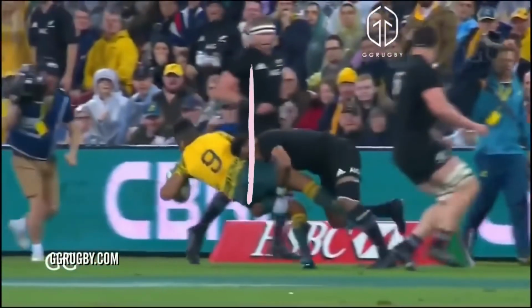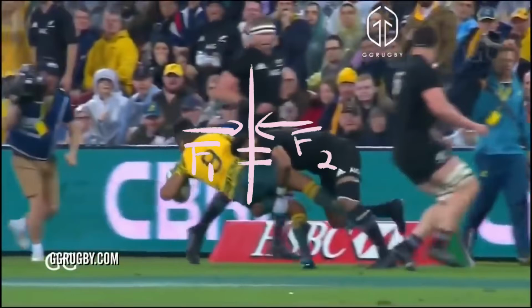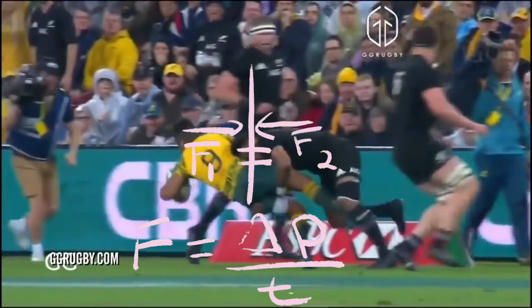When they collide, player 1 applies a force on player 2, and according to Newton's third law, player 2 applies an equal and opposite force on player 1. This force, according to Newton's second law, causes a change in momentum. As the players' mass cannot change, this means that both of their velocities must change in the direction of the force applied.